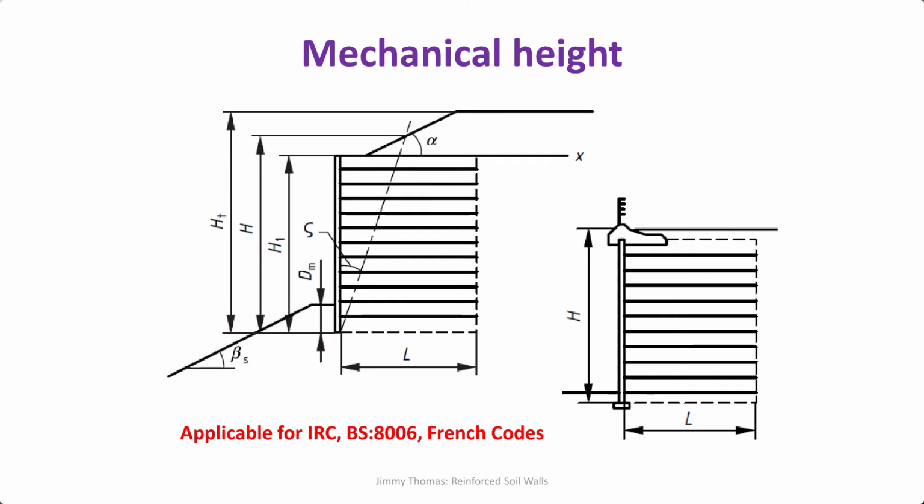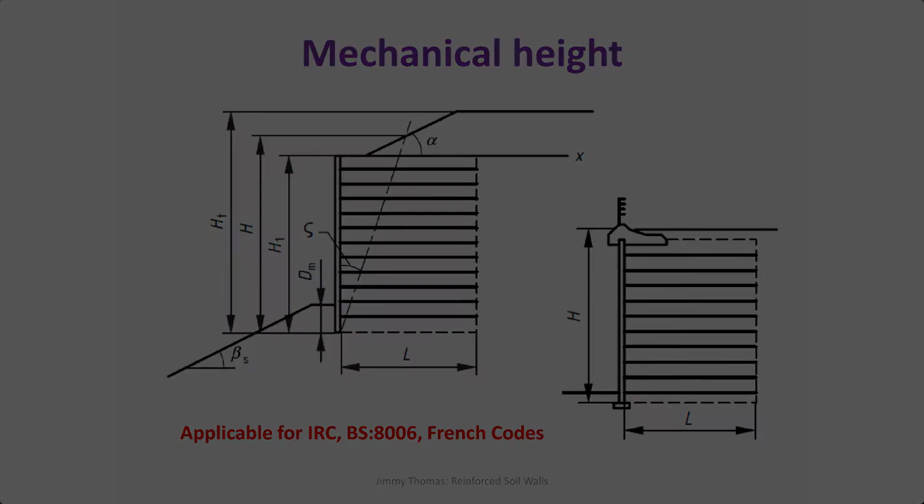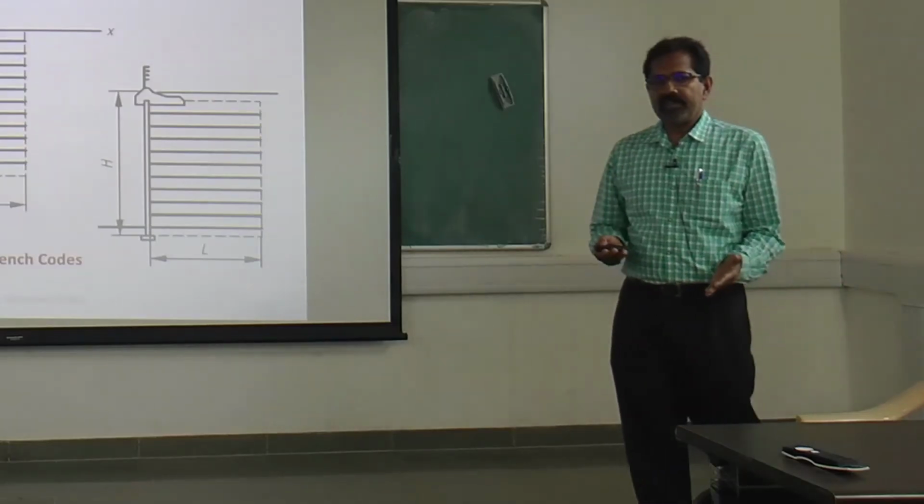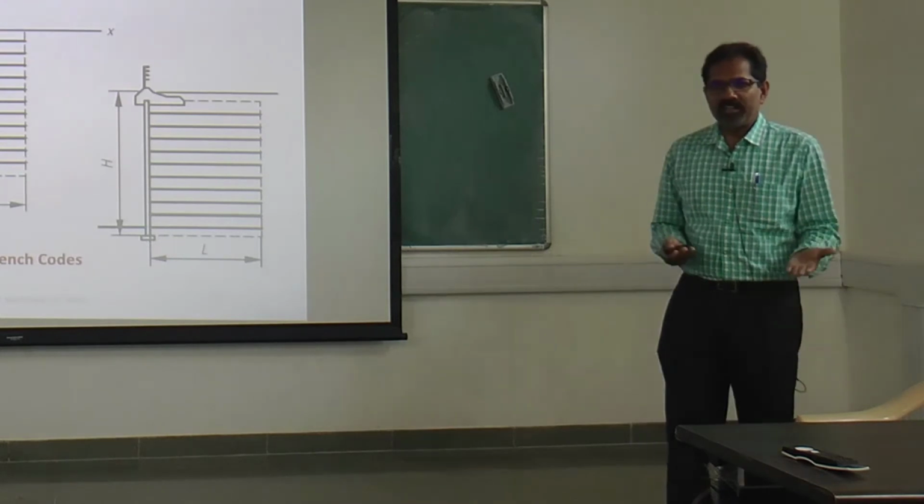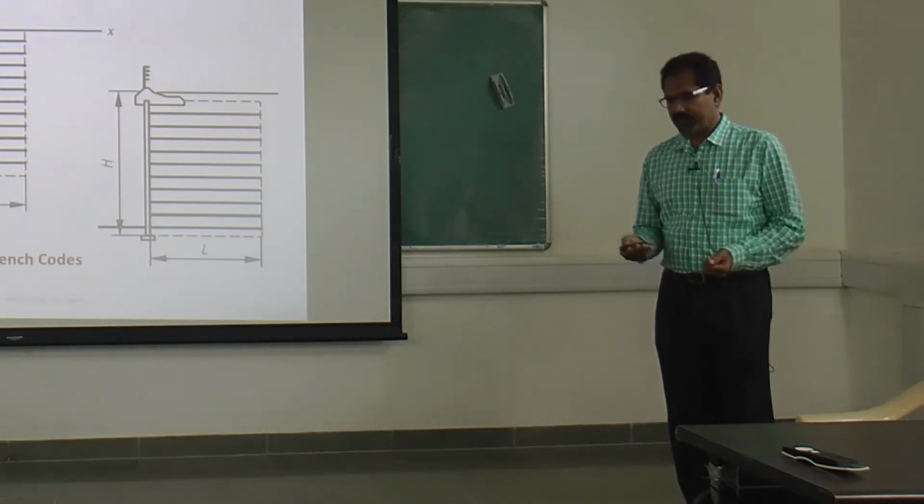Or here, a common situation is this, like a highway retaining structure, where this is the parapet and this is the top of the pavement. So in this case, mechanical height is from the top of the leveling pad to the top of the pavement. Whereas NCMA or the FHWA, they don't have this concept of mechanical height.